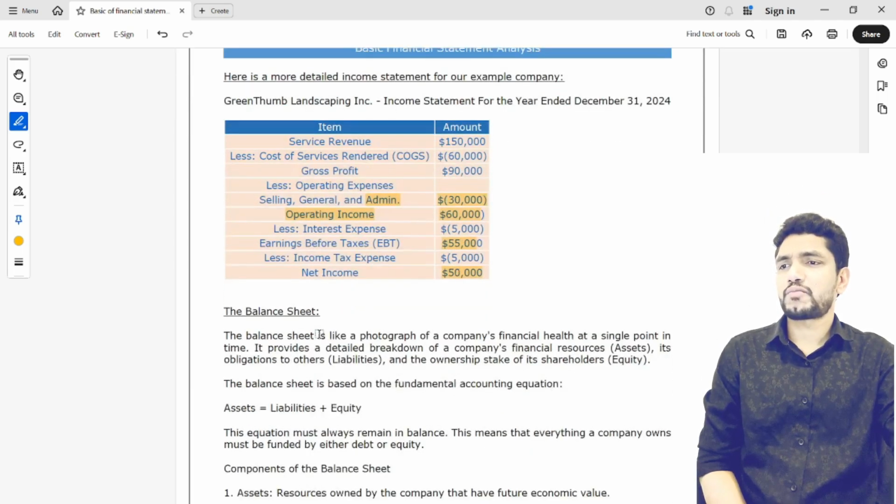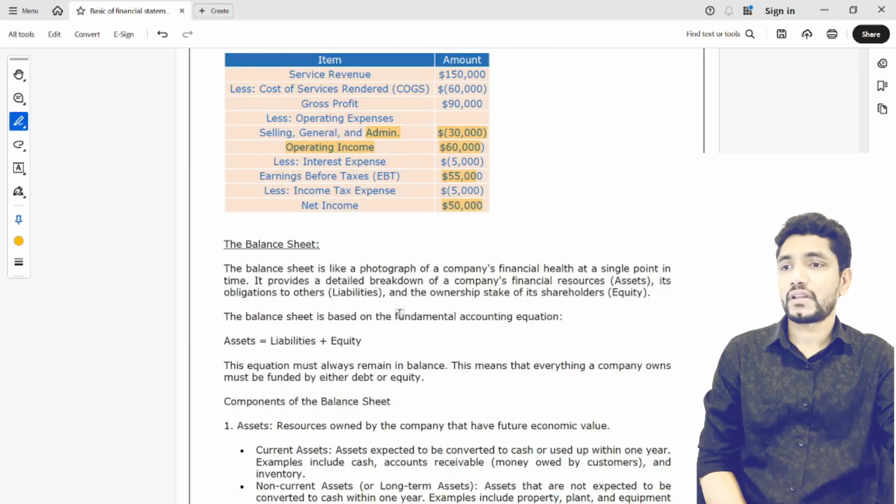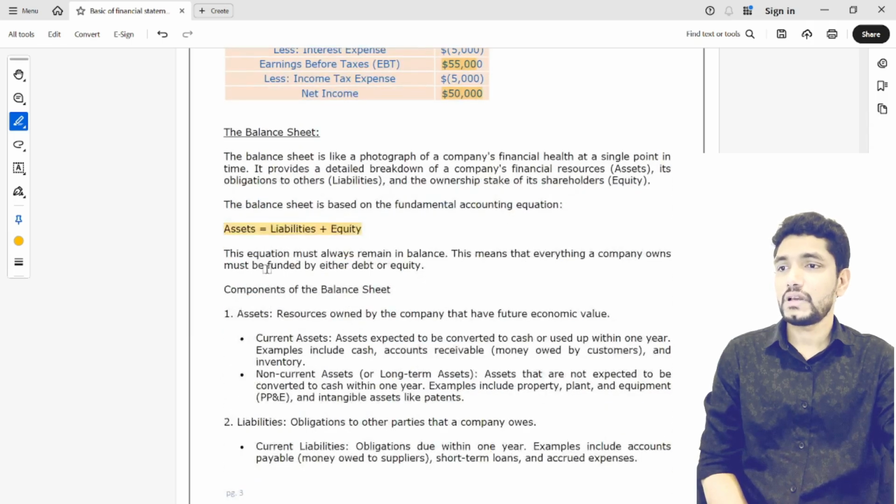Now we will move into the next part, that is the balance sheet. A balance sheet is like a photograph of a company's financial health at a single point in time. It provides a detailed breakdown of a company's financial resources: its assets, its liabilities, and its ownership, or equity. The balance sheet is based on a fundamental accounting equation: assets equal liabilities plus equity. This equation must always remain balanced.